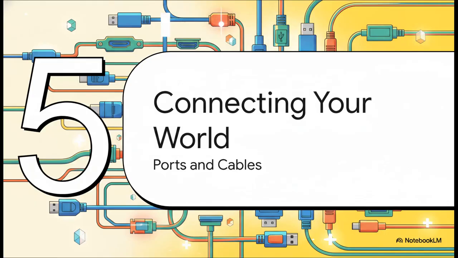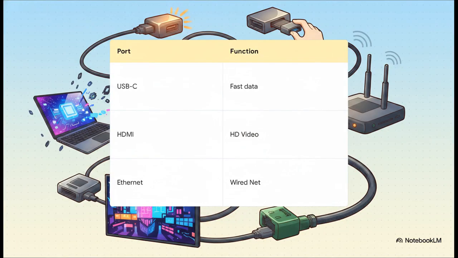All right, let's jump into Section 5, Connecting Your World. Understanding ports and cables. So, all those peripherals we talked about earlier, they need a way to physically talk to the CPU. The classic USB-A is that familiar rectangular slot you use for things like flash drives and mice. Fun fact for you, USB was actually created in 1994 by a group of companies, including Intel and Microsoft, just to standardize what used to be a totally chaotic mess of different cables.